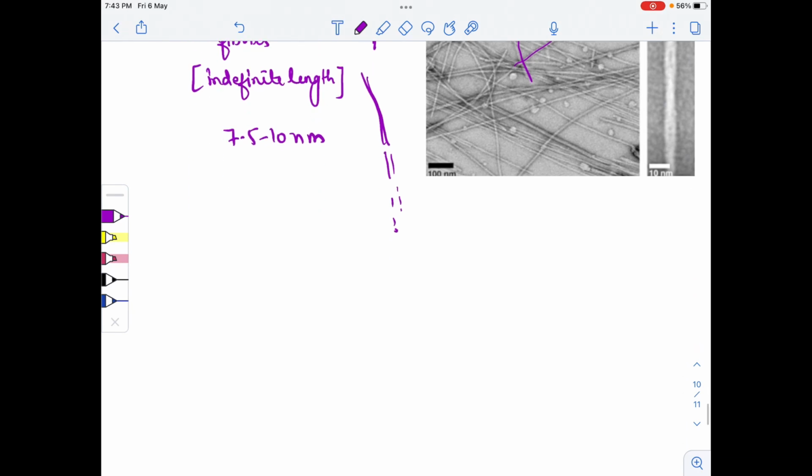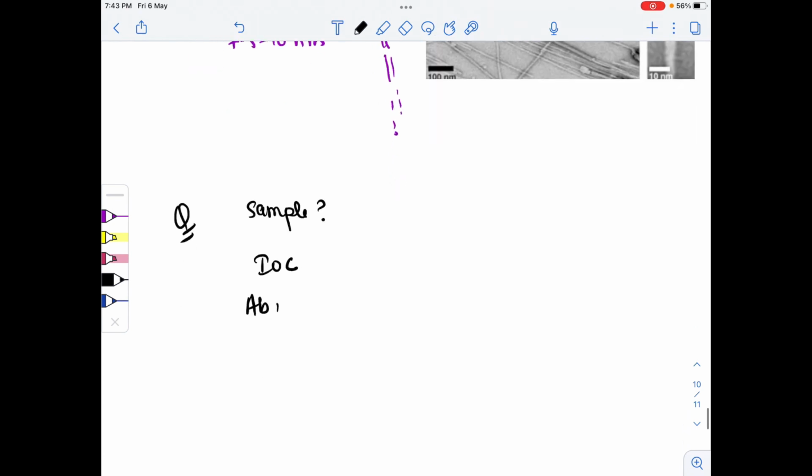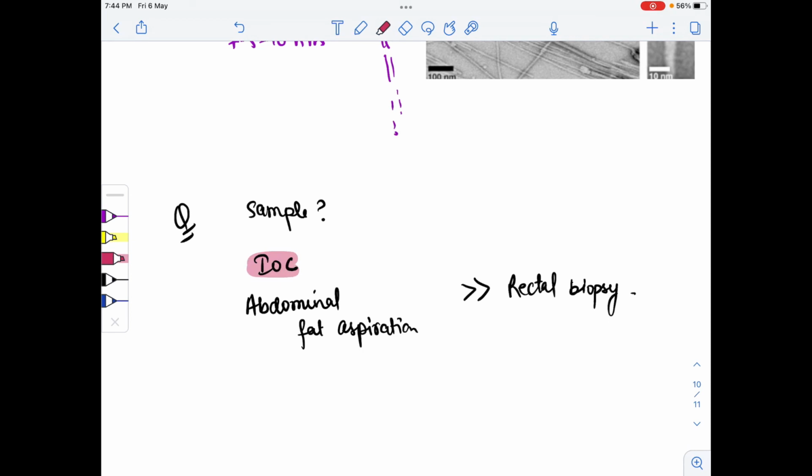Now there is one more question: which sample should we take for checking of amyloidosis? The investigation of choice will be abdominal fat aspiration, as it is more common than the rectal biopsy. So if it is asked in the exam, we have to mark abdominal fat aspiration as compared to rectal biopsy.